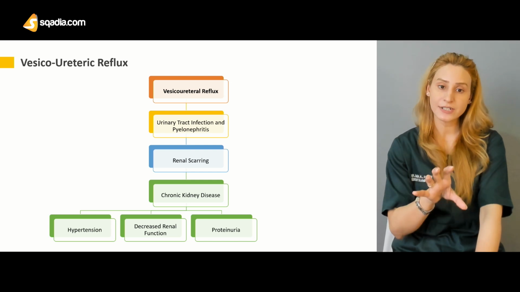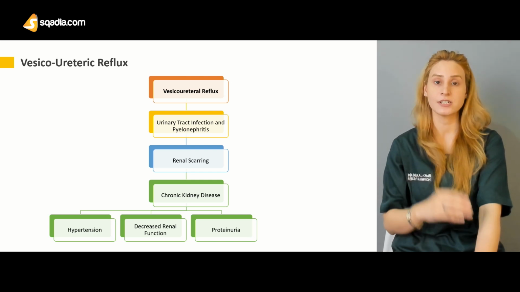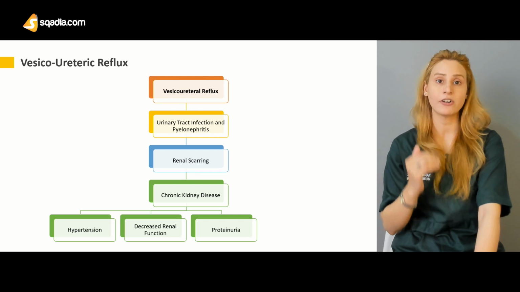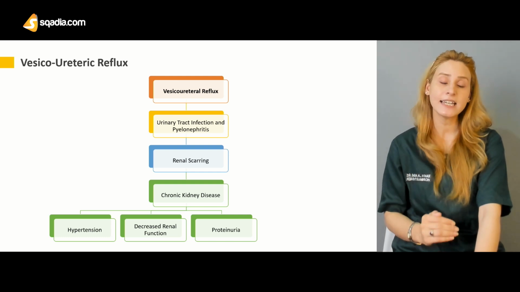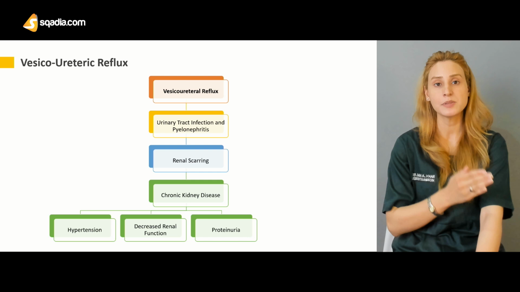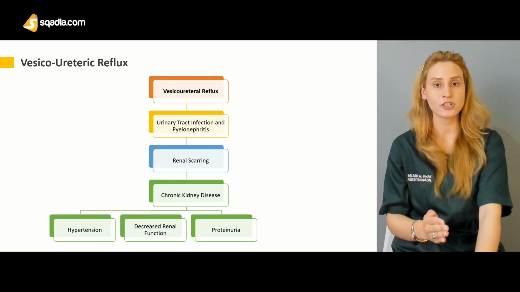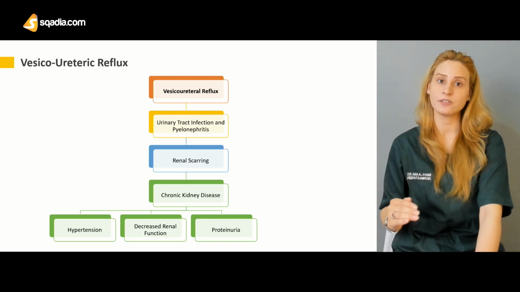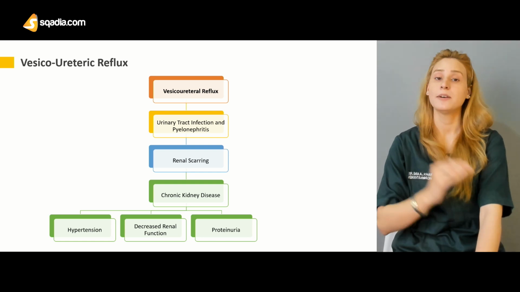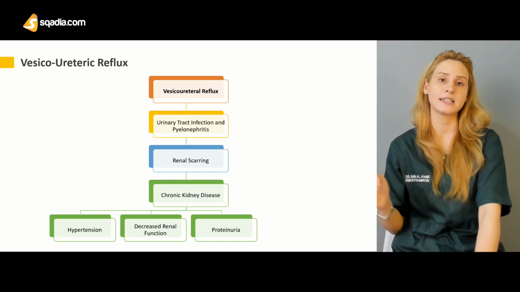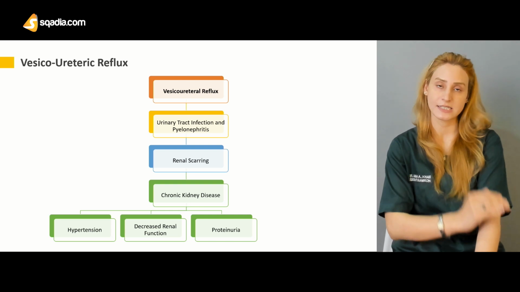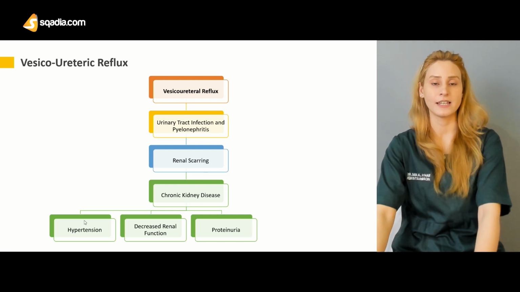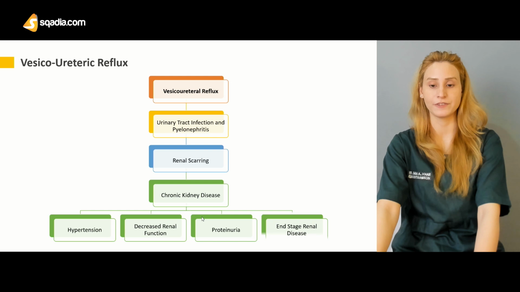So there's vesico-ureteric reflux, urinary tract infection, pyelonephritis, renal scarring, then CKD, and CKD will ultimately present with hypertension, decreased renal function, increased creatinine levels, decreased GFR levels, proteinuria, and ultimately end-stage renal disease, and obviously that will lead to nephrectomy of the patient.